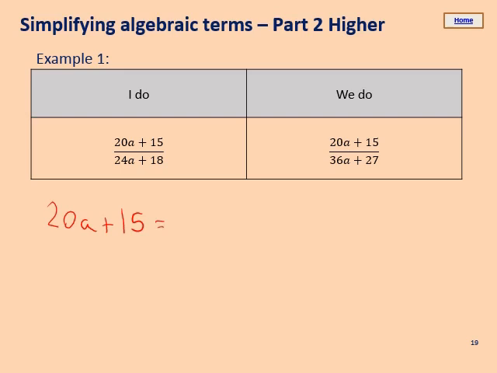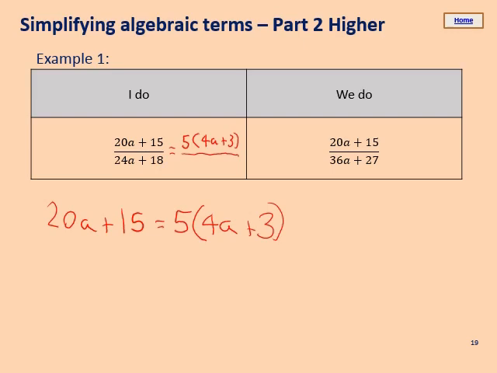If we factorise this, what number goes into 20 and 15? The highest common factor of those two is going to be 5. So I put a 5 outside my bracket, and then 20a divided by 5 gives me 4a, plus 15 divided by 5 gives me 3. So the top of this fraction factorises to 5 bracket 4a plus 3.